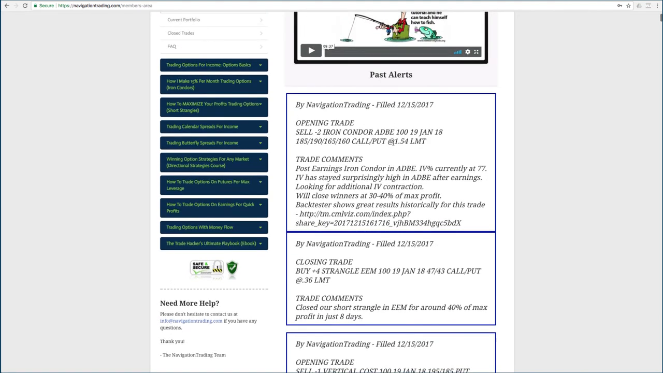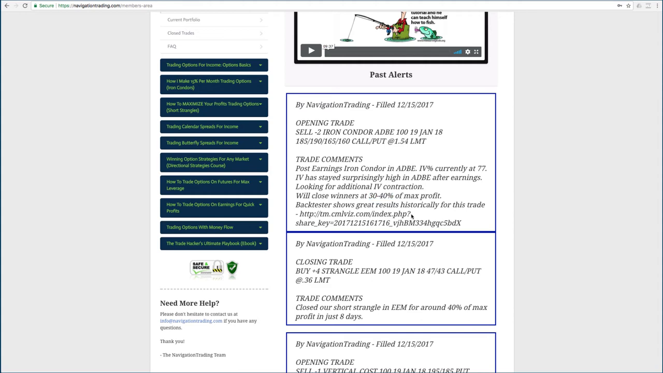Next trade, and lastly, we got back into Adobe. We sold a post-earnings Iron Condor in Adobe, and implied volatility was still at 77 when we put it on. As I mentioned, we'll look to book this at about 30 to 40% of max profit, depending on how quickly it comes. Secondly, I also included the back tester results, so you can take a look at that. These are really helpful around earnings trades.